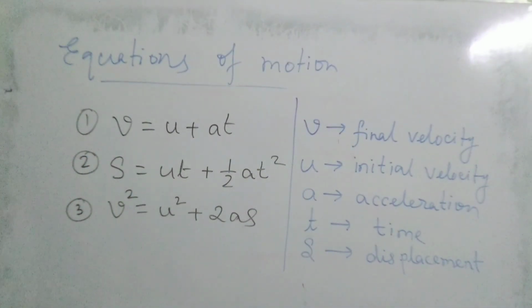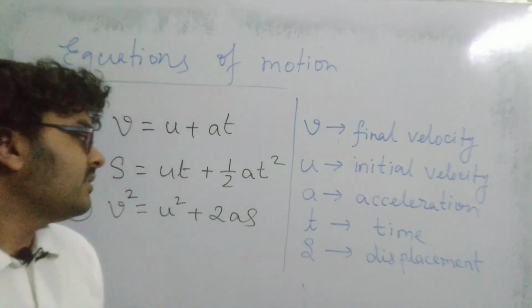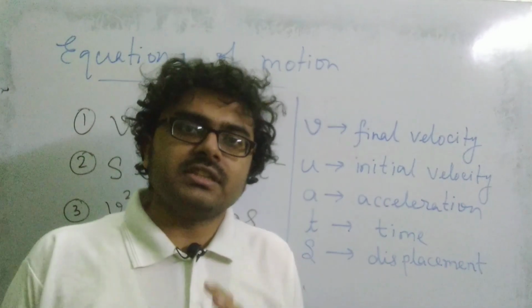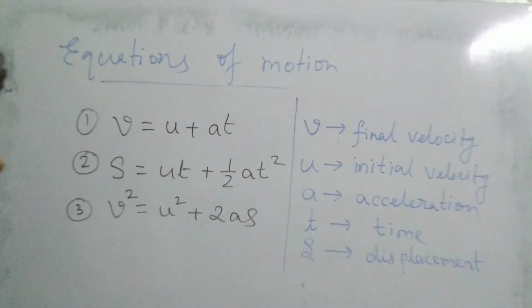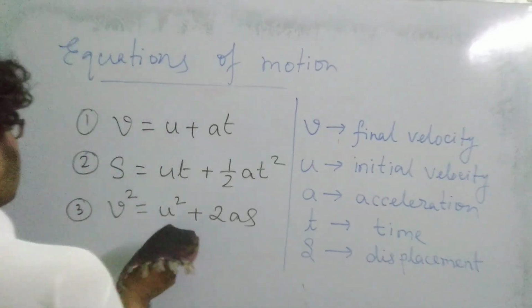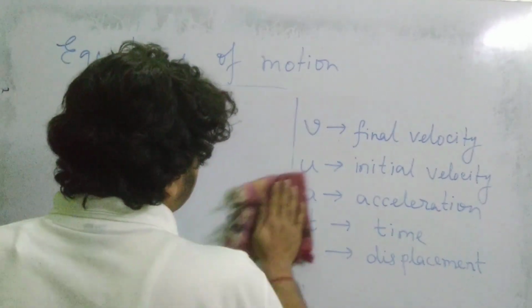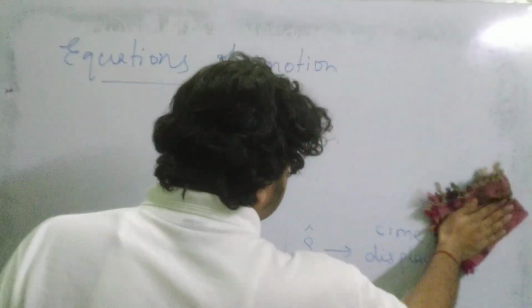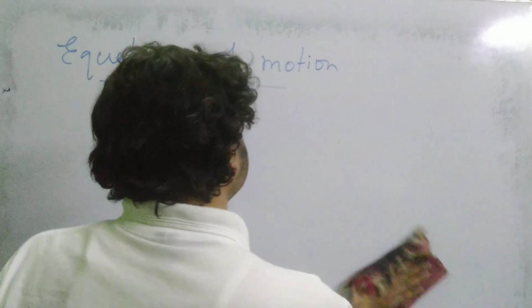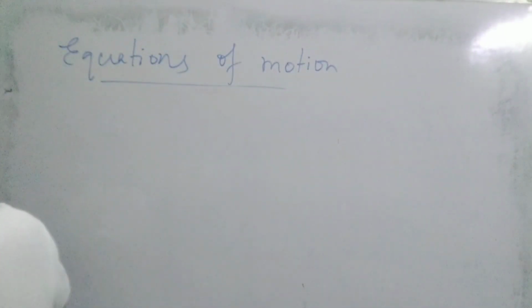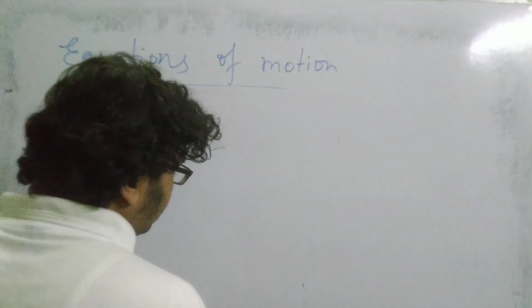So the three equations, remember: v = u + at, s = ut + half at squared, and v squared = u squared + 2as. These are the three equations. Now let us quickly see how we can find these equations using graphical methods. I think you have noted down these three equations and the notations that these letters denote. Now we will arrive at these equations using the graphical method.